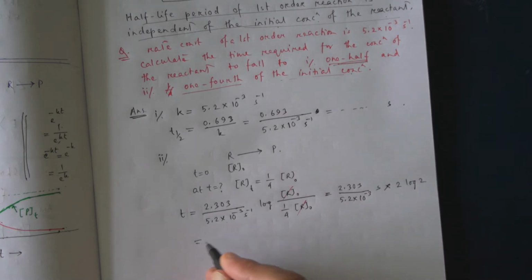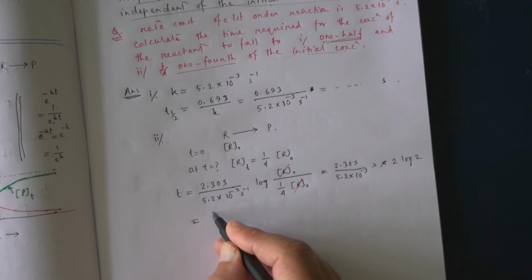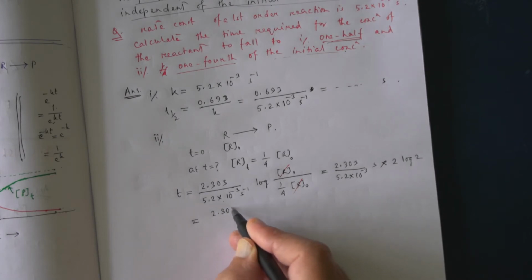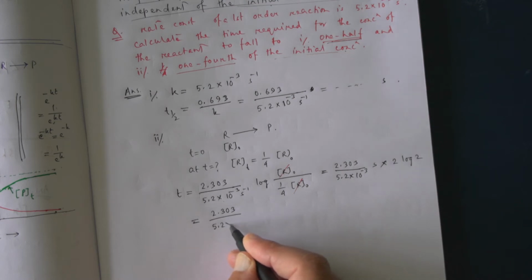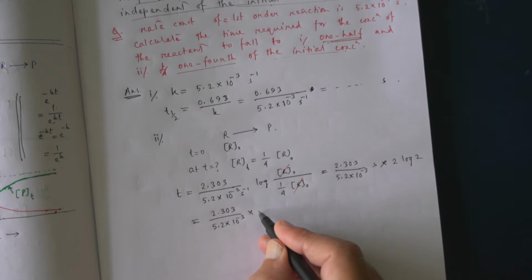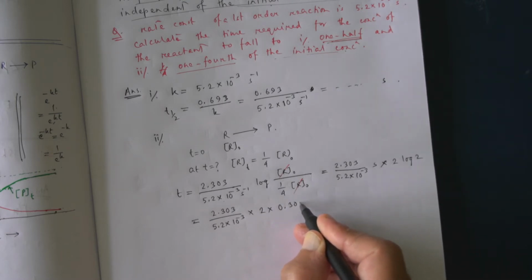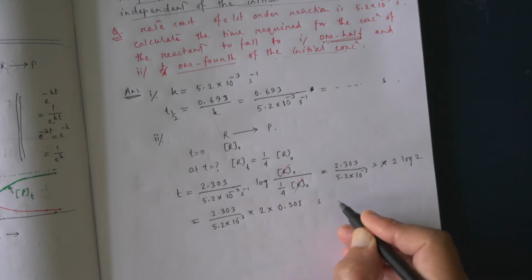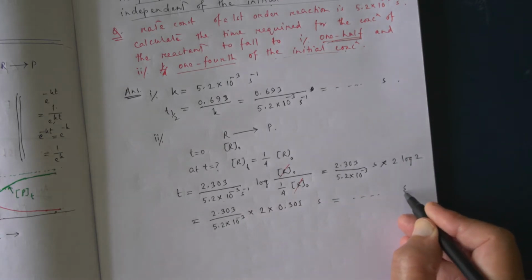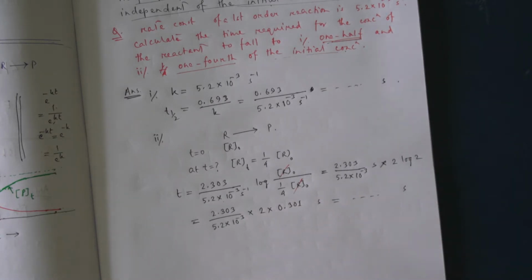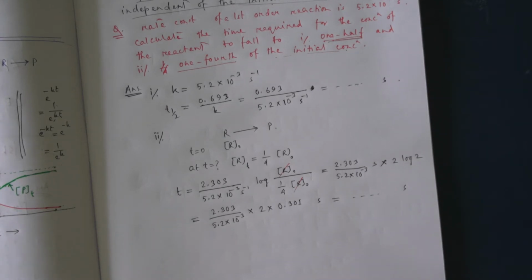So this will be equal to 2.303 by 5.2 into 10 to the power minus 3 into 2 into 0.301 second. You just simplify and you will get the answer. Okay, you can solve like this. You can solve in different ways also. There are other ways.